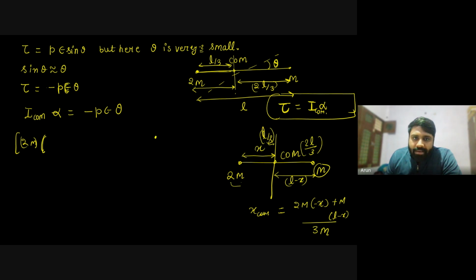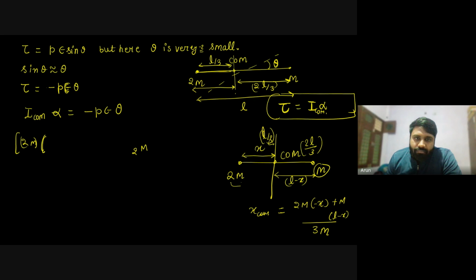Because if there are m and m and this distance is L, where should the center of mass be? At L by 2, got it? So we have just covered it: this mass becomes twice, so the center of mass shifts, and this results in L by 3 and 2L by 3, got it?